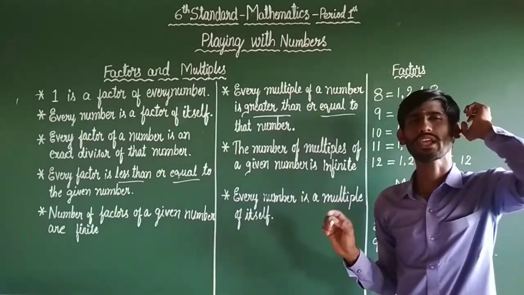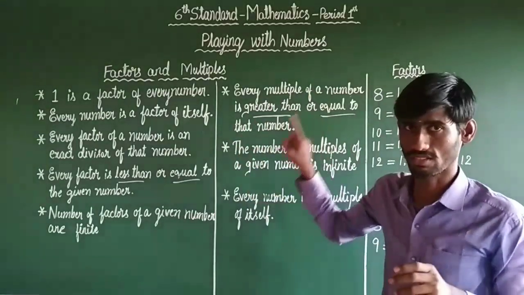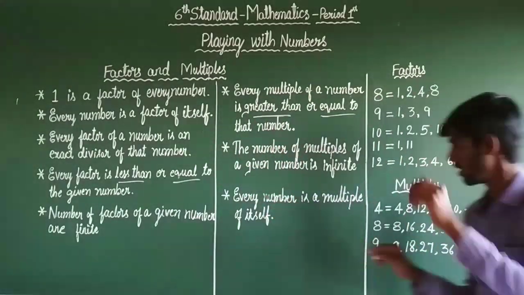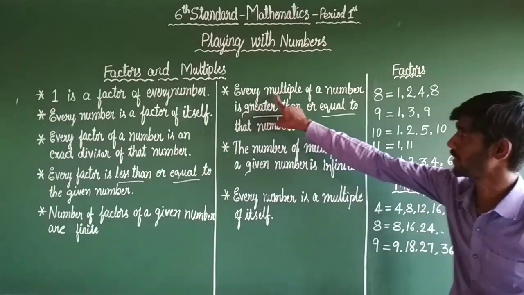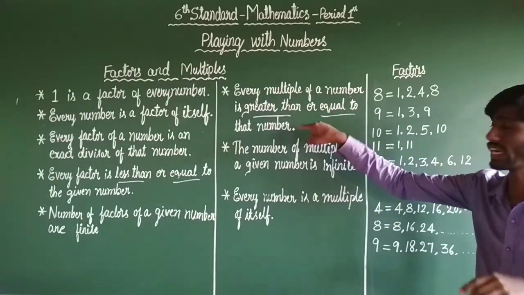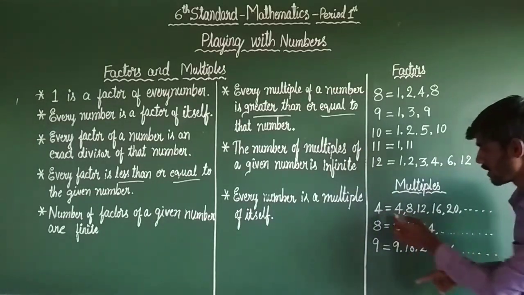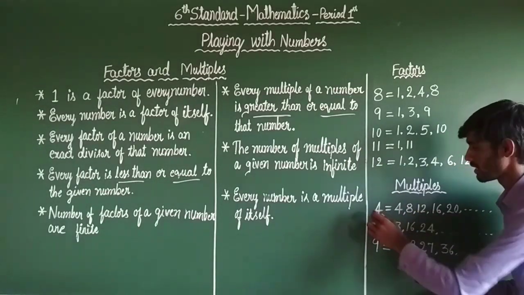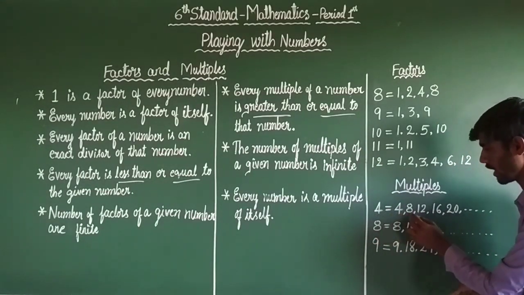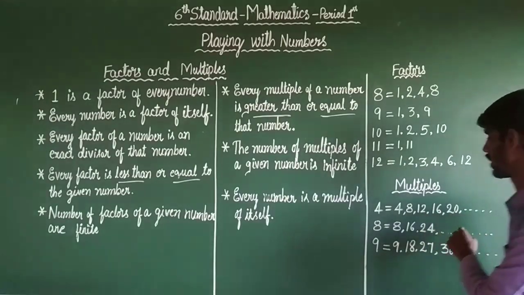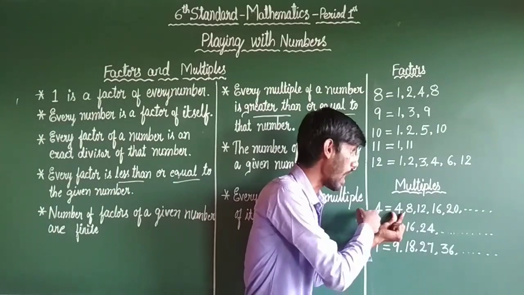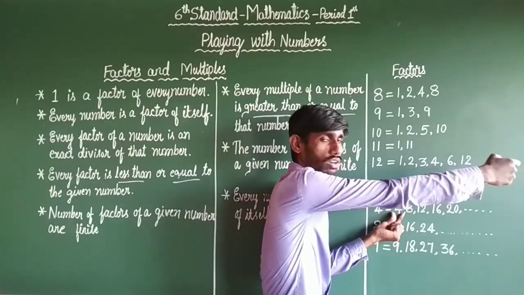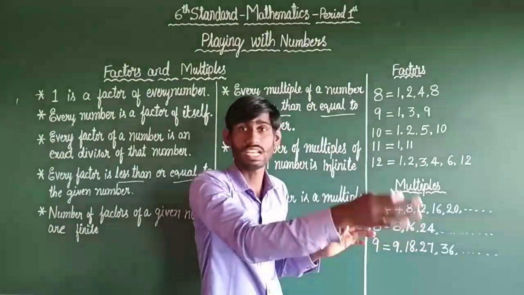Just take a small capture in your mind of the given properties. Okay, small capture. Observe, Chotu. Here are examples of multiples. First property: every multiple of a number is greater than or equal to the number. Observe here. What are the multiples of 4? 4, 8, 12, 16, 20 and so on. It is equal to the given number or greater than the given number. This is the possibility. Not less than the given number.